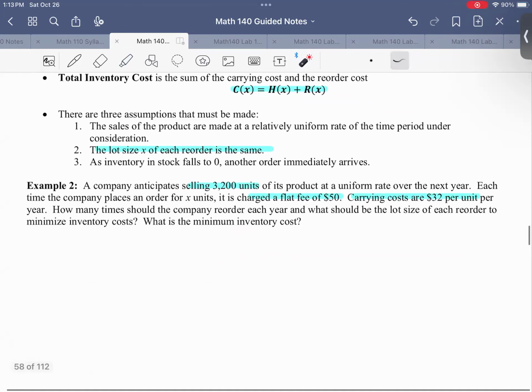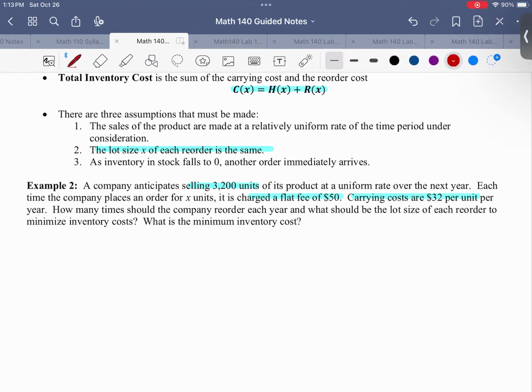Okay. Now, here's a couple questions. One, how many times should the company reorder each year? Two, what should the lot size of each reorder be to minimize inventory costs? And three, what is the minimum inventory cost?